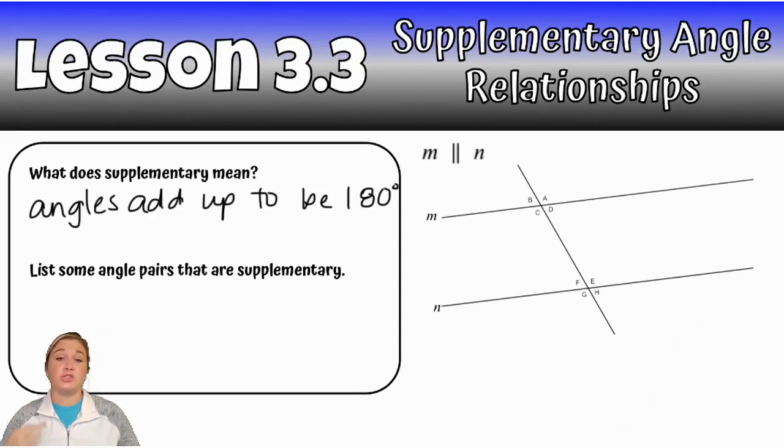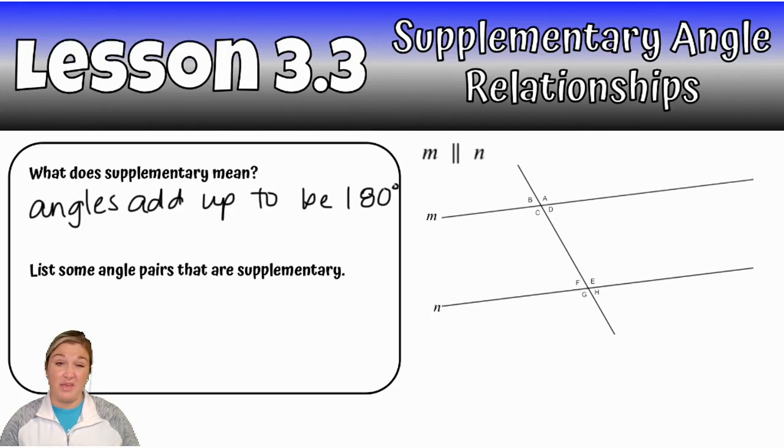Whether you have 2 angles, 3 angles, whatever, it doesn't matter how many angles you have. Any angles that add up to be 180 degrees are considered to be supplementary. Let's list some supplementary pairs based on using the figure to the right. So remember, we have lots of different options here.